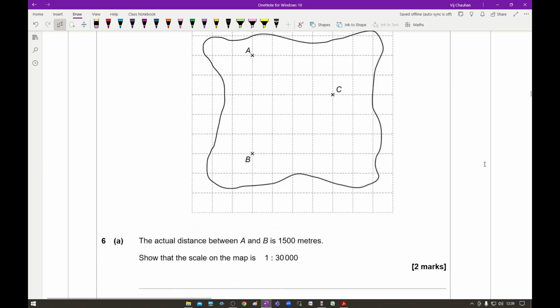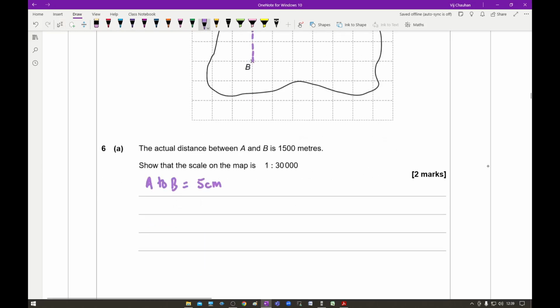Now for this, what we need to do first is measure the distance of A to B in centimetres. I can count the squares, but I can see that A to B is equal to 5 centimetres. Now I know that 5 centimetres is, as it tells me, the actual distance of 1500 metres. When looking at scales of a map, the units need to be the same. So I need to convert 1500 metres into centimetres. For metres to centimetres I need to multiply by 100, because there are 100 centimetres in a metre.